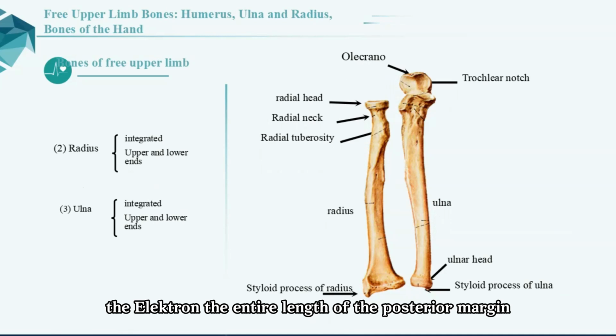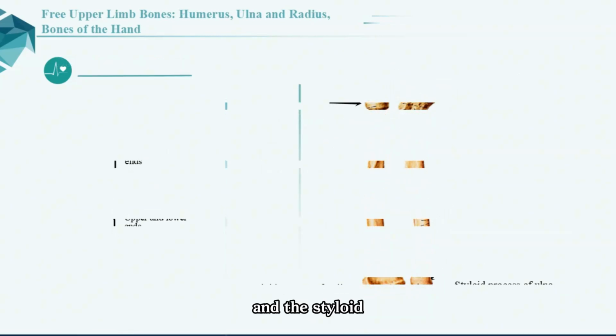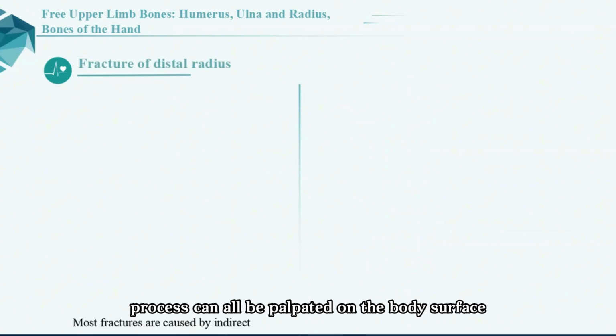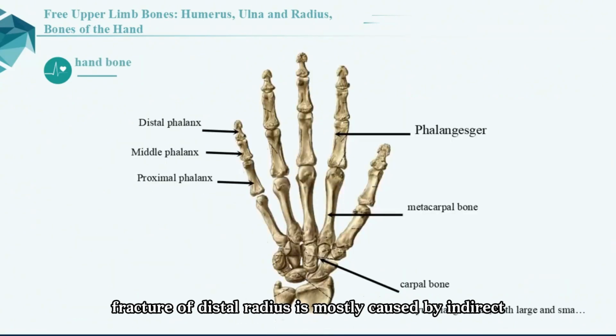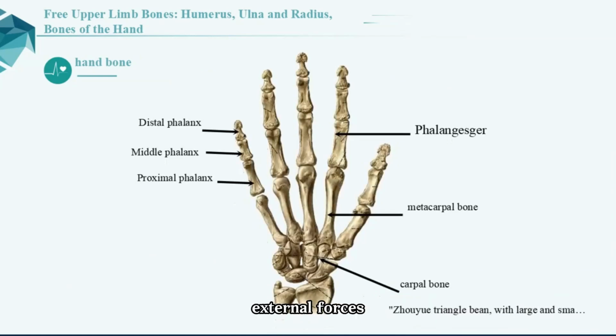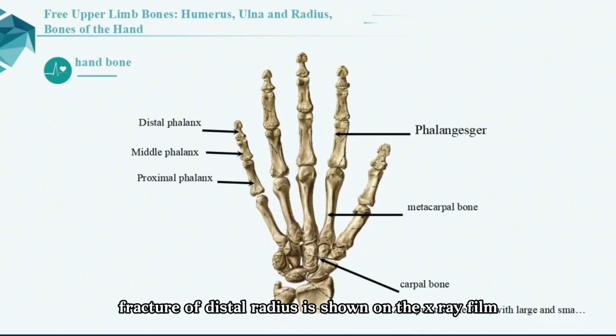The olecranon, the entire length of the posterior margin, the ulnar head, and the styloid process can all be palpated on the body surface. Fracture of distal radius is mostly caused by indirect external forces. When falling, the elbow is extended, the forearm pronates, the wrist dorsiflexes, and the palm lands on the ground. Stress acts on the distal radius, resulting in a fracture. Fracture of distal radius is shown on the X-ray film.